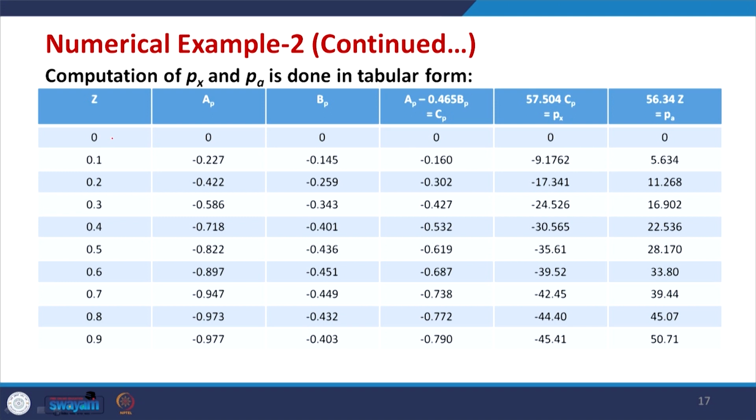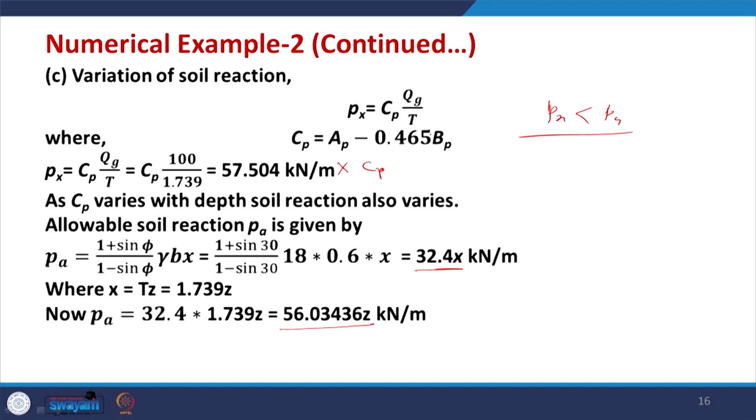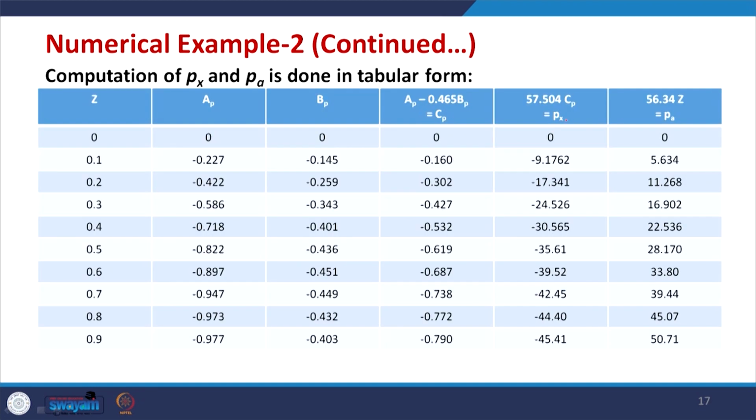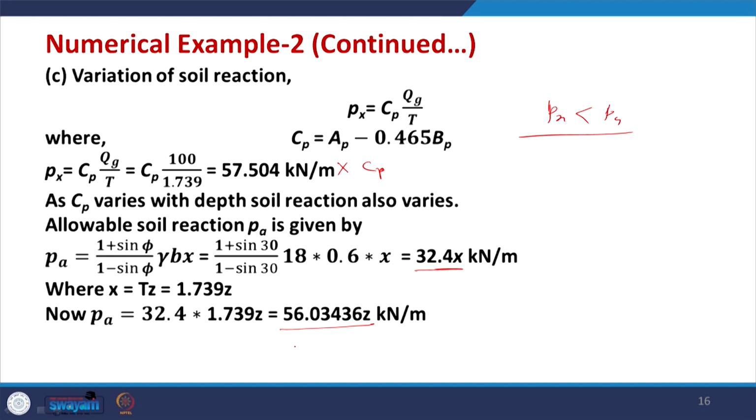So, z is varying from 0 to 0.9, Ap and Bp are given, and once Ap and Bp are known, then Cp can be calculated in this column, which is simply Ap minus 0.5. Once Cp is known, then Px is 57.5 multiplied by Cp. So, this is calculated here, and the allowable Pa is calculated from this equation.